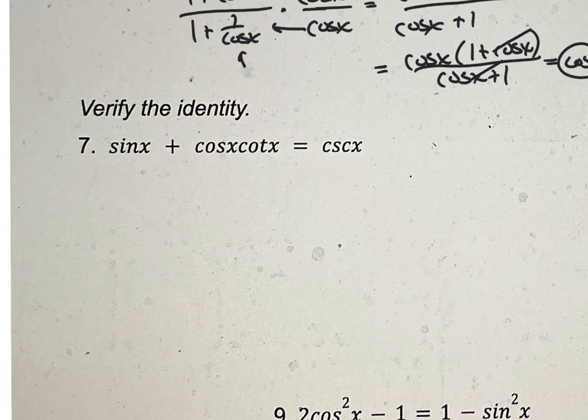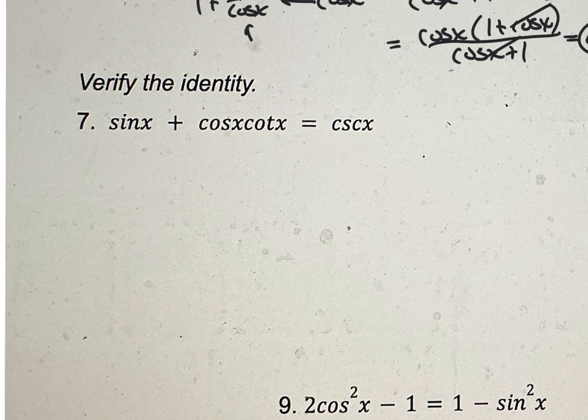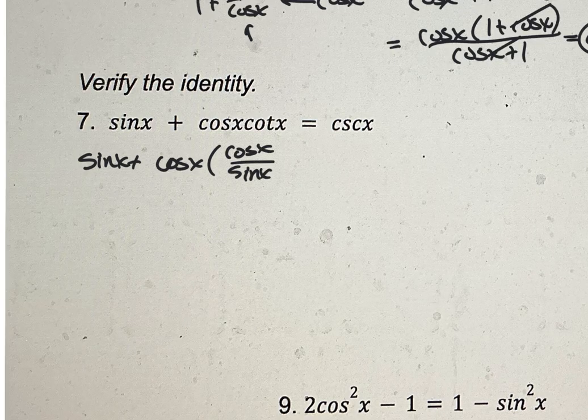Number 7, verify the identity. On these three, remember, we're going to try to make the left side become the right side. So I need that left side to be cosecant x. So I'm going to start by changing everything to cosines and sines, which means that cotangent is cosine over sine. That's the only thing I can change. And I have addition and multiplication, which means I'm going to multiply first.